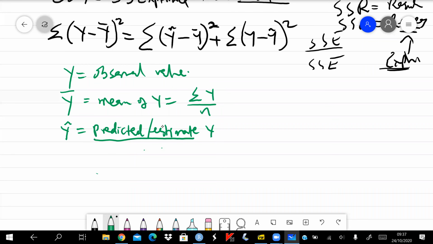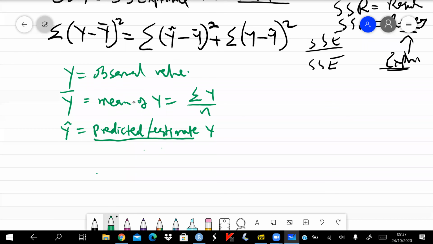Then y hat is the predicted value, or the estimate of y. Once you've estimated the values of the regression coefficients and you are given the independent variables, then the value of y that you obtain from the given regression equation is what you call the y hat, or the predicted value of y.